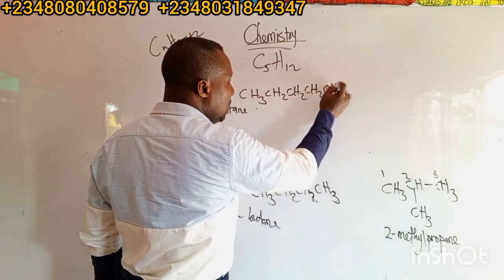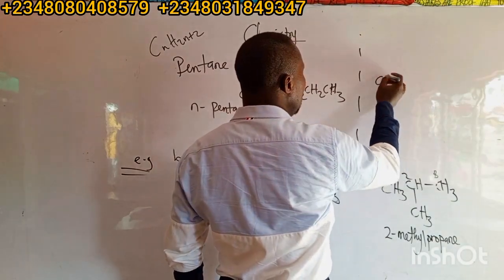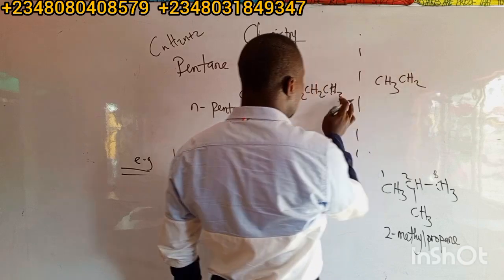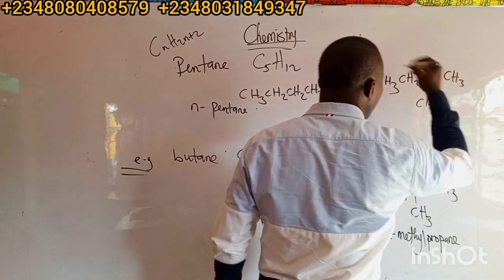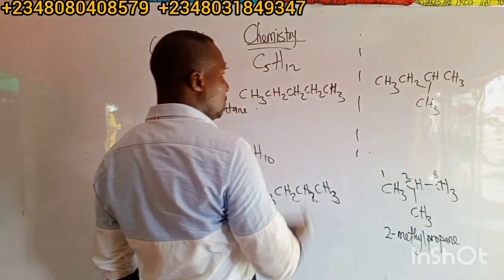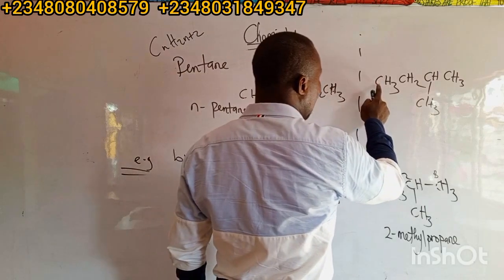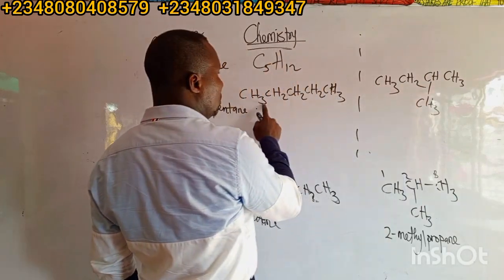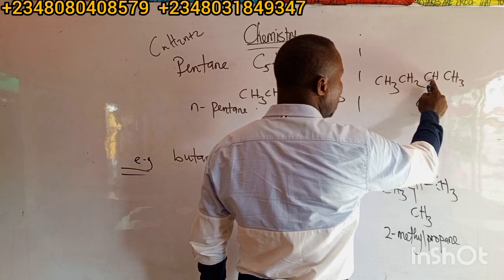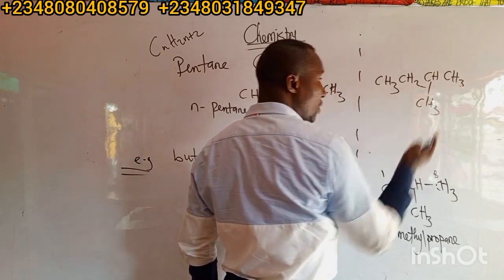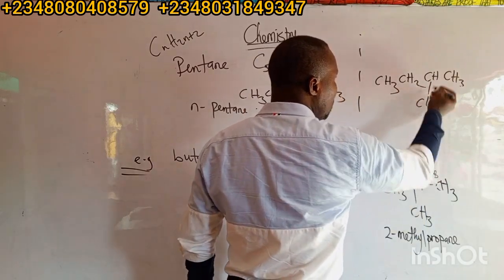This CH3, I can bring it down to this place. That means we have CH3, CH2, this one, bring it down here. That means CH, CH3, then CH3. Look at this. The same molecular formula. How many carbon atoms? 1, 2, 3, 4, 5. How many carbon atoms here? 1, 2, 3, 4, 5. How many hydrogen? 5, 7, 9, 12. And here also 5, 8, 9, 12.